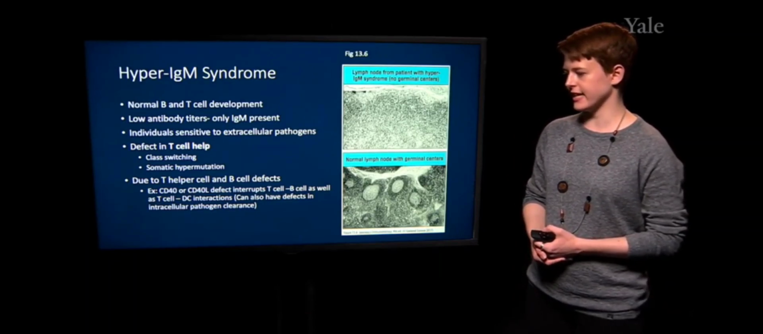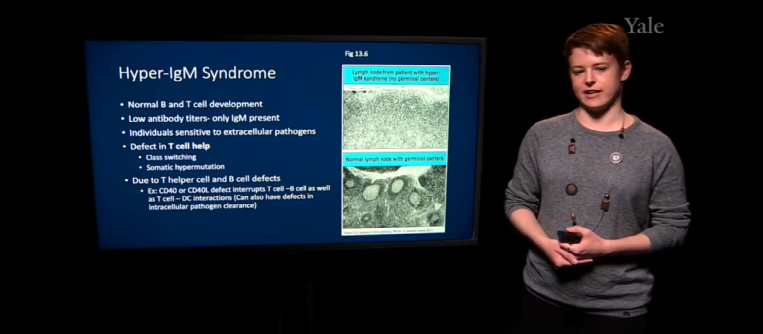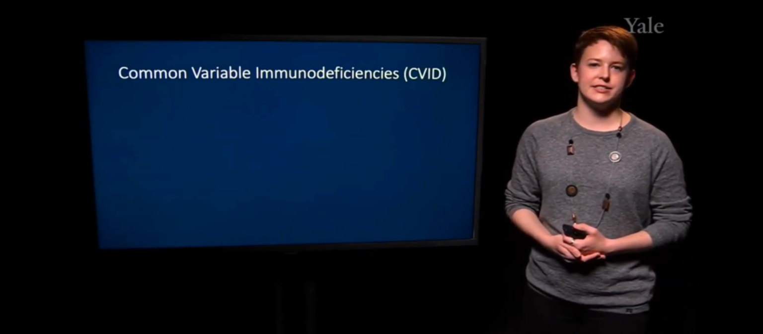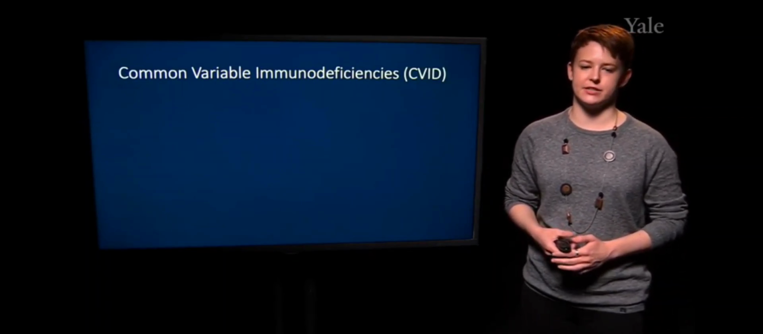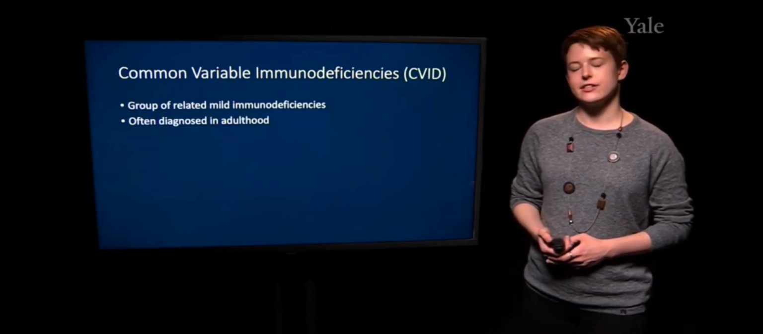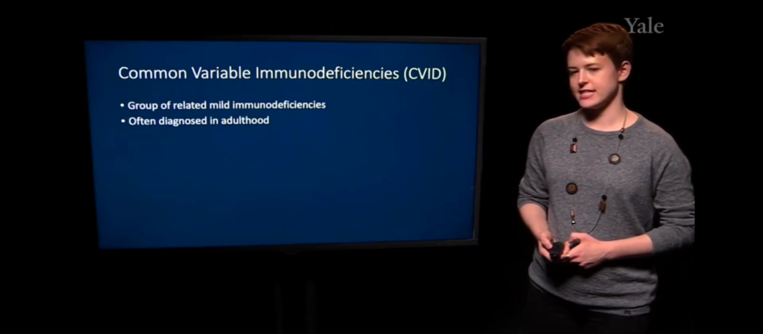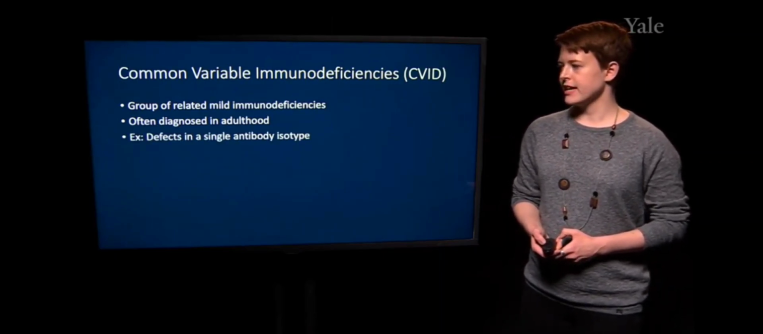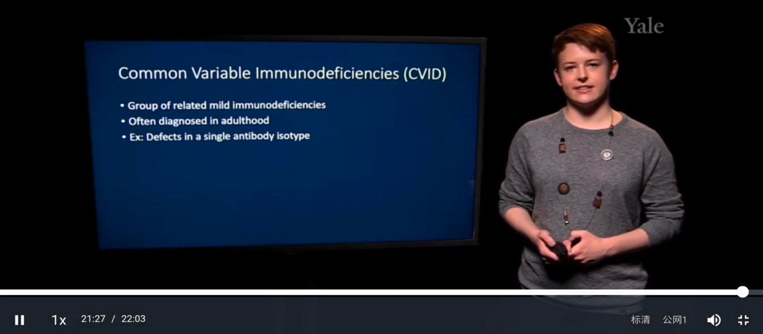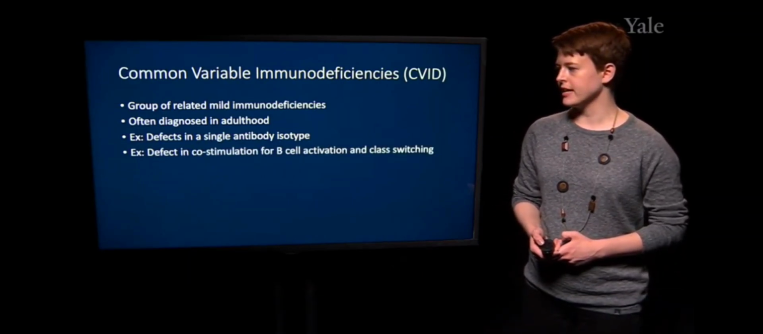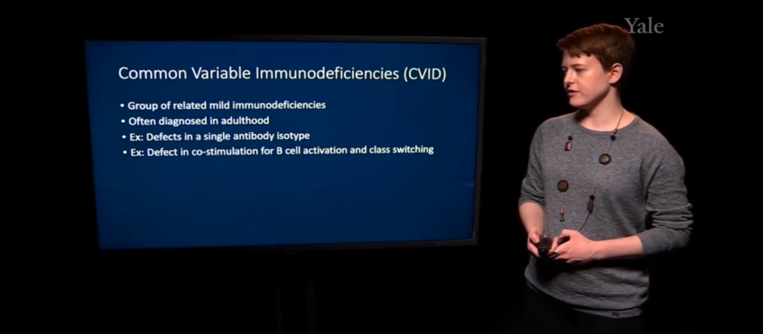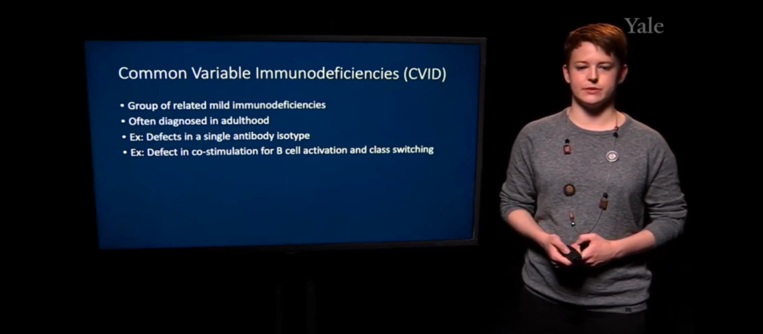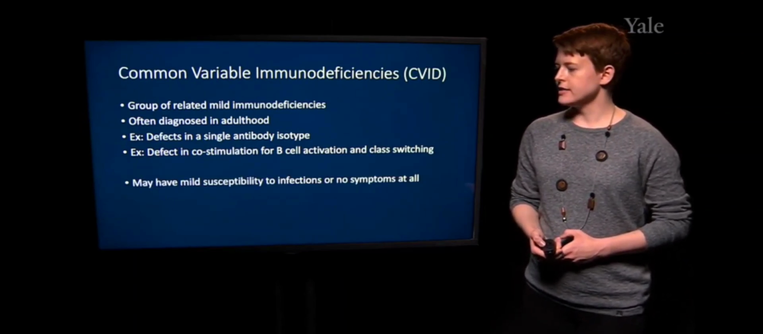The next set of immunodeficiencies are called common variable immunodeficiencies. And this is a group of related mild immunodeficiencies, and they're mild enough that they often are not diagnosed until adulthood. They typically involve defects in a single antibody isotype. For example, a defect in co-stimulation for B cell activation and class switching would cause problems with this. So these patients may have mild susceptibility to certain infections, or it's possible that they have no symptoms at all depending upon the defect they see.